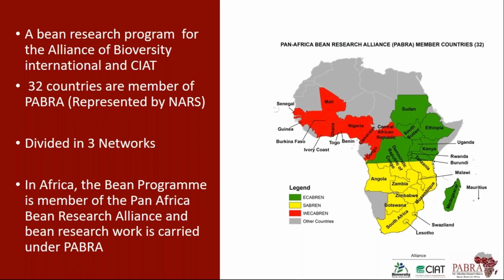And the PABRA network is divided into 3 networks, as you can see from the map on your right: ICABRIN, SABRIN, and WECABRIN. These networks have been divided looking at the agroecological zones and other things. So within these networks, that's where the bean research activities are taking place. Next.